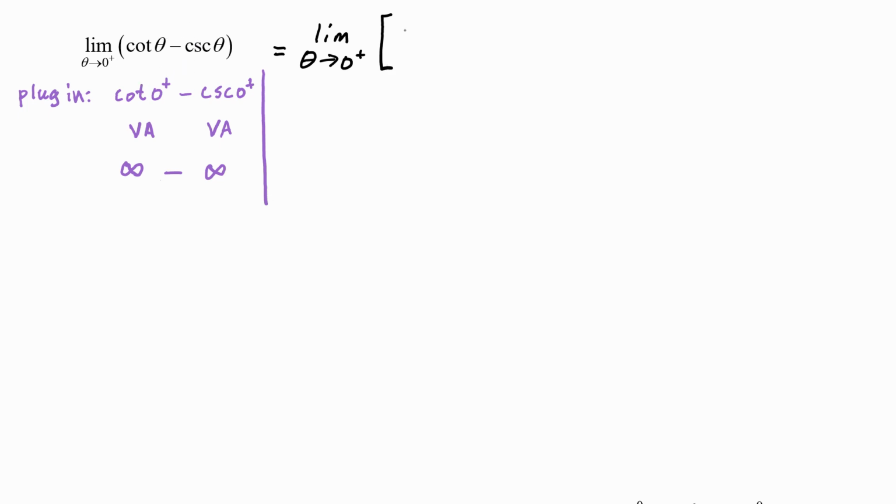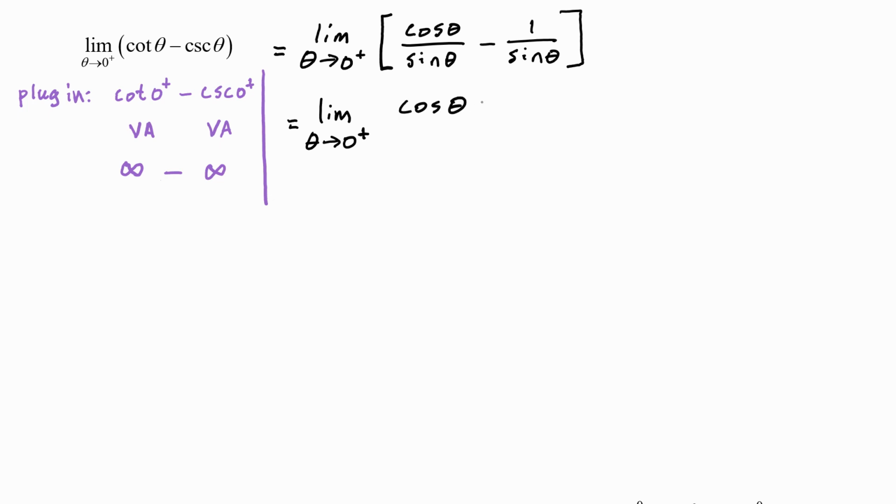Cotangent theta can be written as cosine theta over sine theta, and we have to subtract cosecant theta, which can be written as 1 over sine of theta. Then this will equal the limit as theta goes to 0 from the right of cosine theta minus 1 over sine theta.